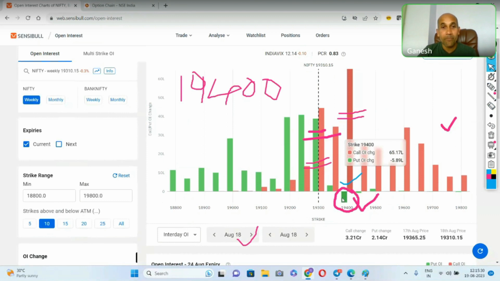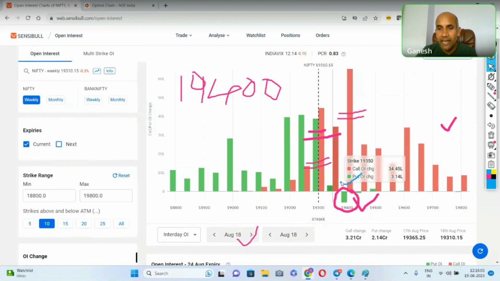Do you understand? This is the beauty of what the FIIs are thinking, what the winners are doing, and what the market expectation of most of the participants is. Based on that, we make trades. Let's say I have shorted the 19,400 put. Then what do you do? Based on this change, what adjustment can you make?